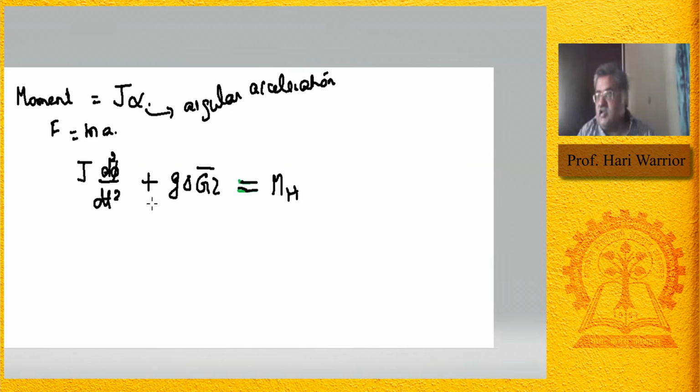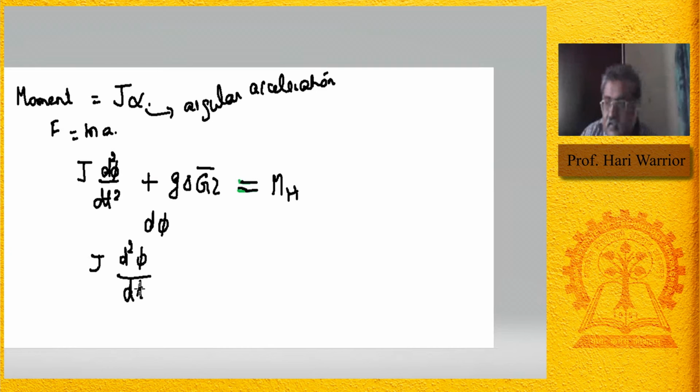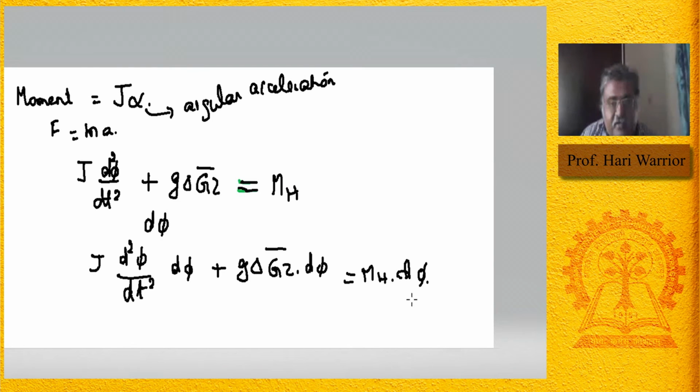Let us rewrite it a little. Let us multiply the whole thing by d phi. So J d square phi by dt square d phi plus G delta GZ d phi equals MH d phi. Okay.